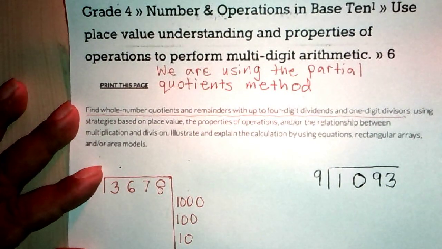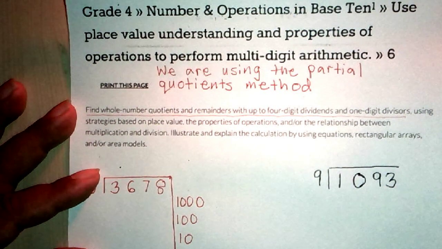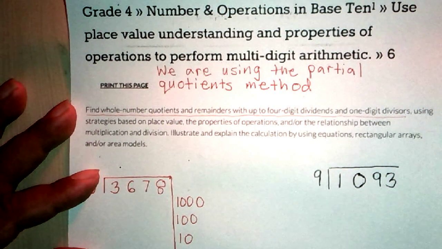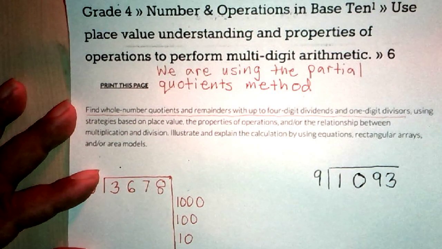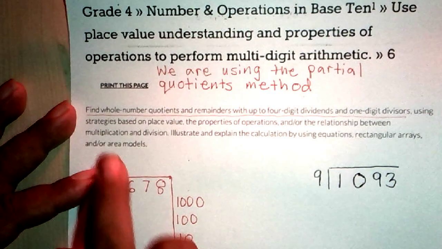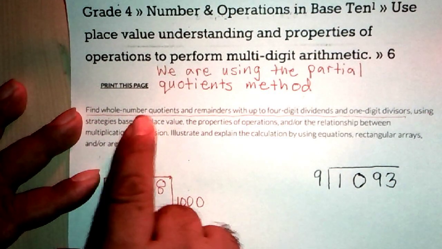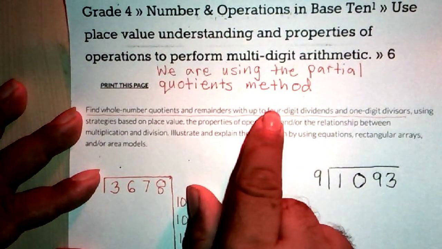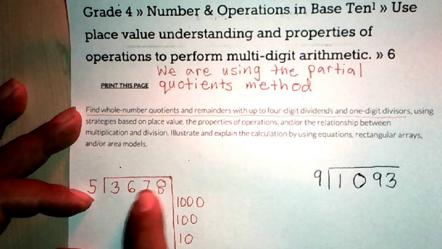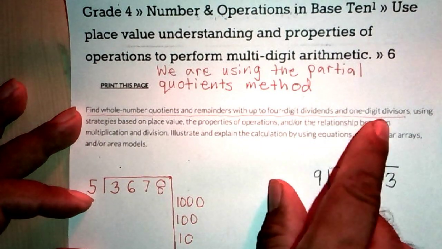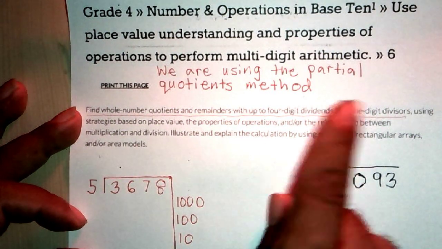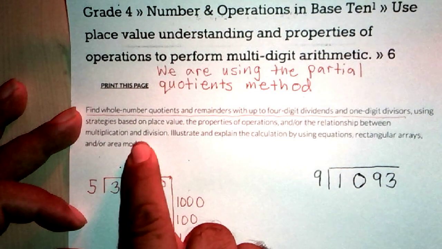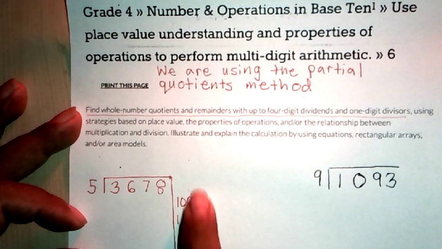This time we're doing division. There's the standard: use place value to understand properties of operations to perform multi-digit arithmetic. We are finding whole number quotients and remainders with up to 4-digit dividends and 1-digit divisors, using strategies based on place value, right?